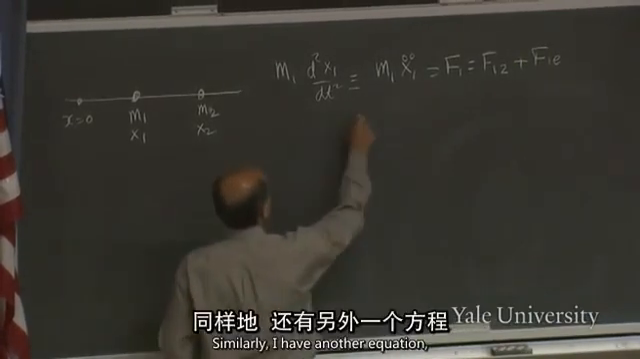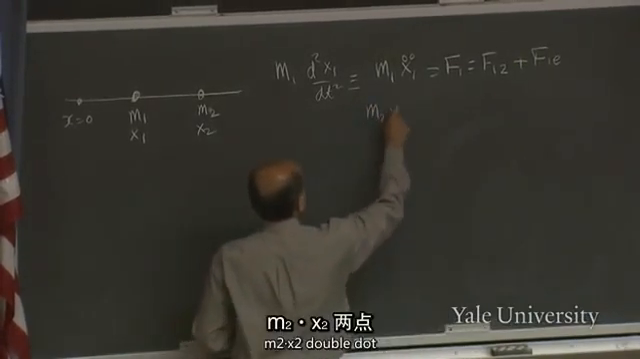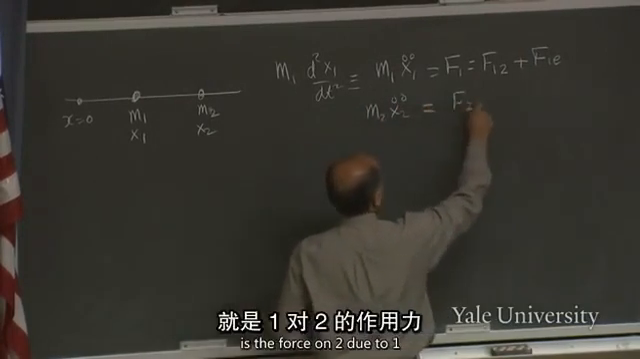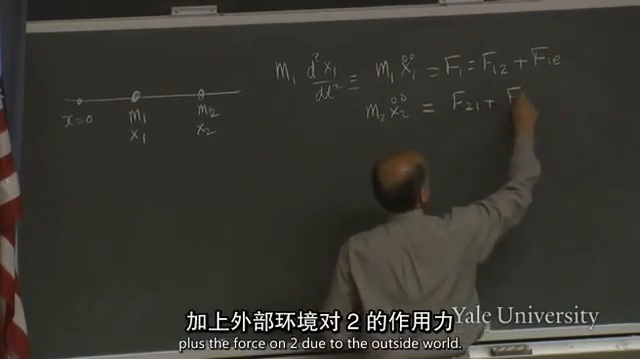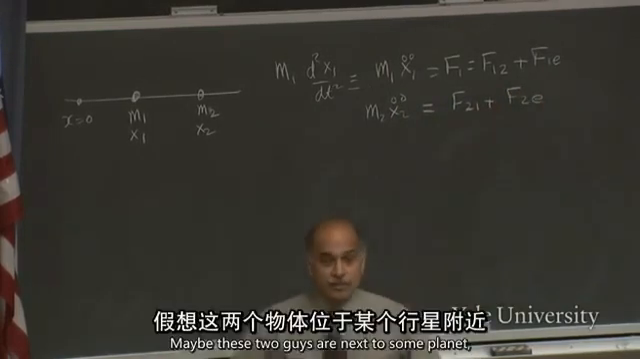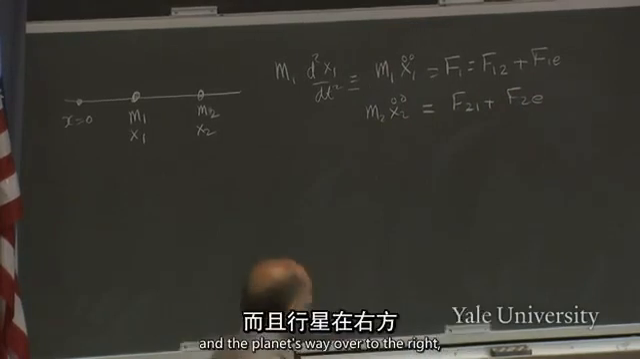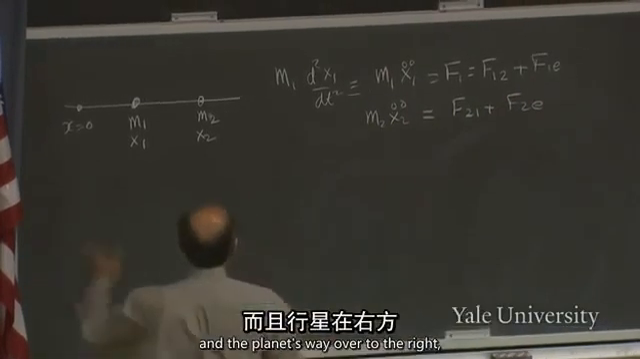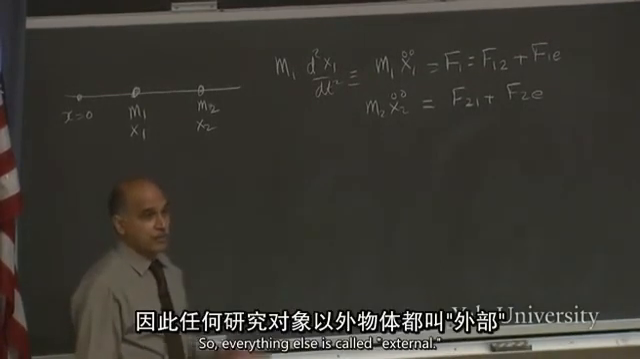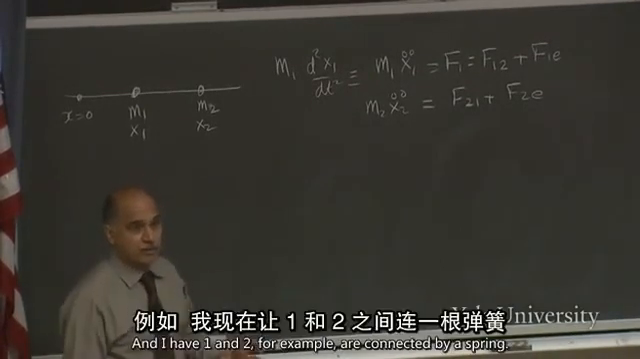Similarly, I have another equation, m2 x2 double dot is the force on 2 due to 1 plus the force on 2 due to the outside world. What do you mean by outside world? Maybe these 2 guys are next to some planet, and the planet is way over to the right. It's pulling all of them towards the planet with some gravitational force. So everything else is called external.